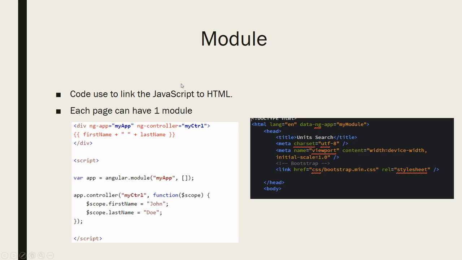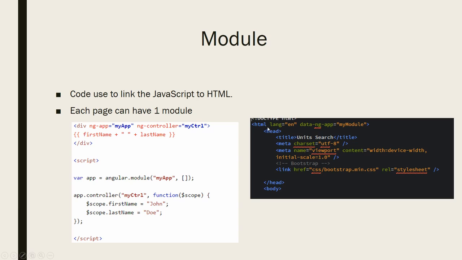It's used to link the page to the JavaScript, but it's not a variable or anything. It's just like a mediator, and then each page can have one module. So this is an example of ng-app and ng-module on the HTML page.